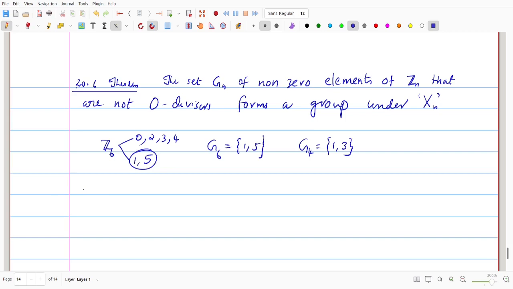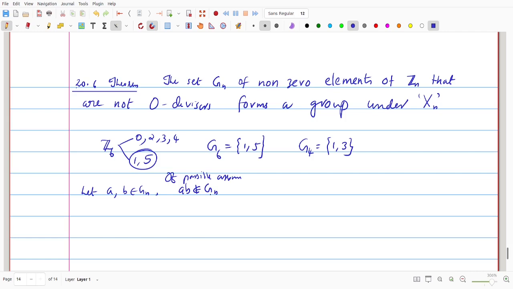How do you prove Gn is a group? We start with the closure property. If you choose any a, b belonging to Gn, then we will show that AB is also an element of Gn. We need to show that AB is not a zero divisor. A and B are non-zero elements, so we show that AB is a non-zero element and that it is not a zero divisor. For that, suppose that AB is not an element of Gn. We will arrive at a contradiction if we assume this. If possible, assume AB does not belong to Gn.